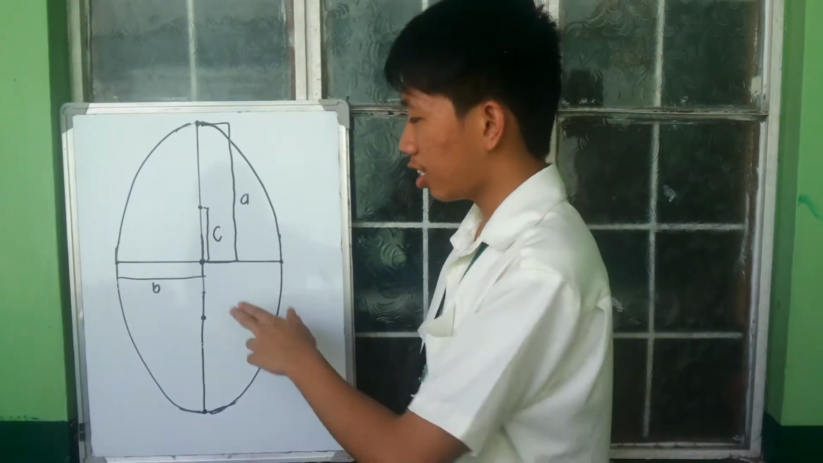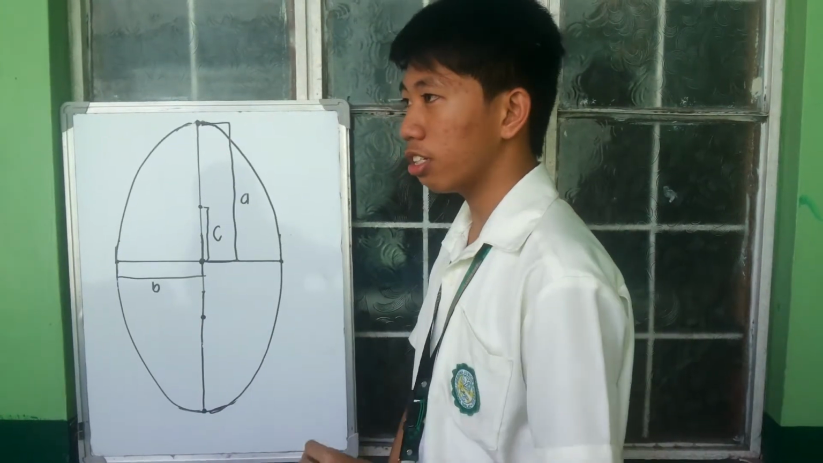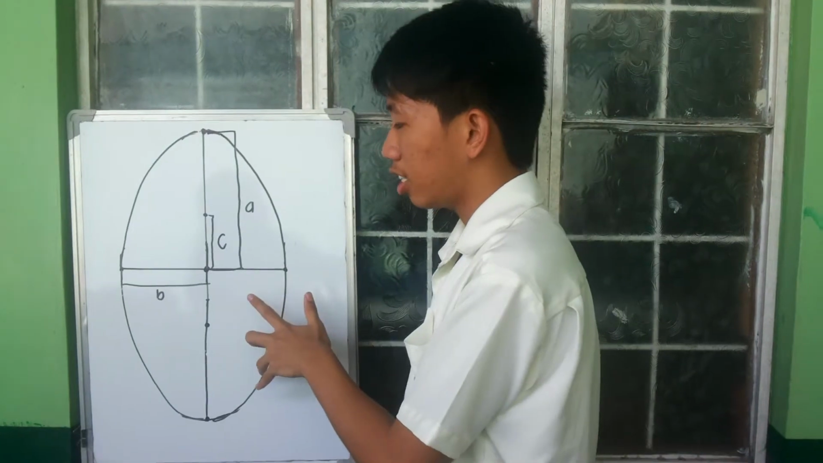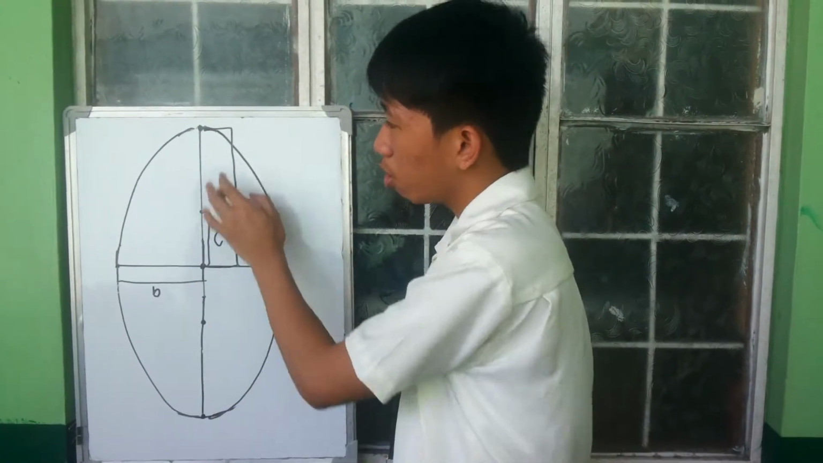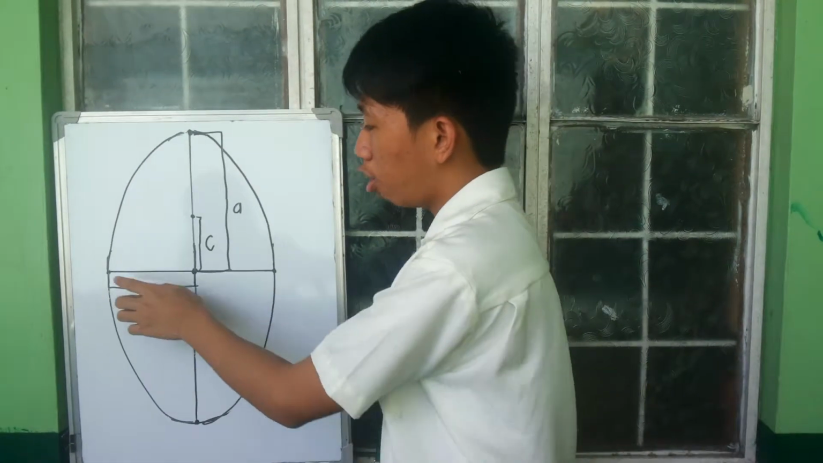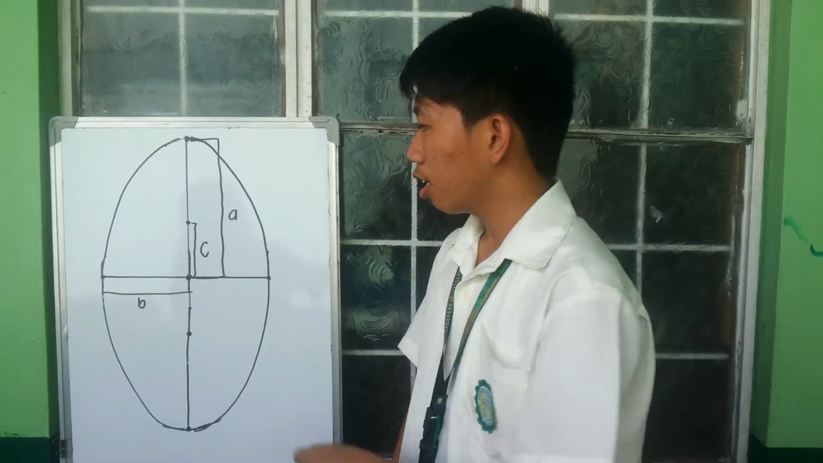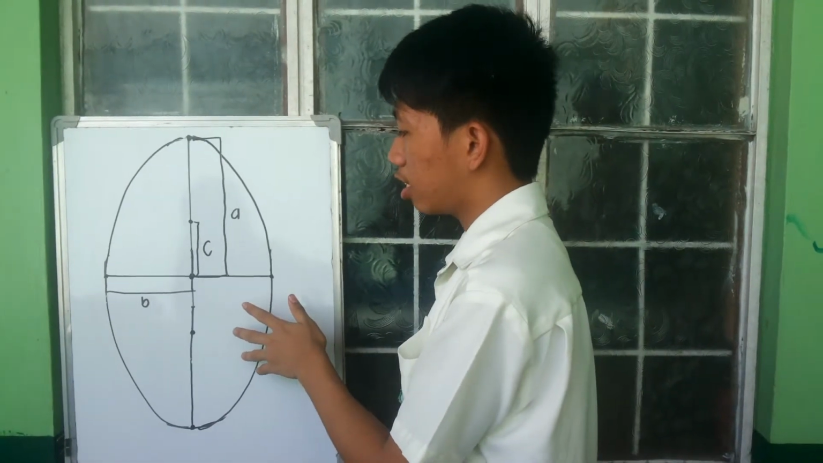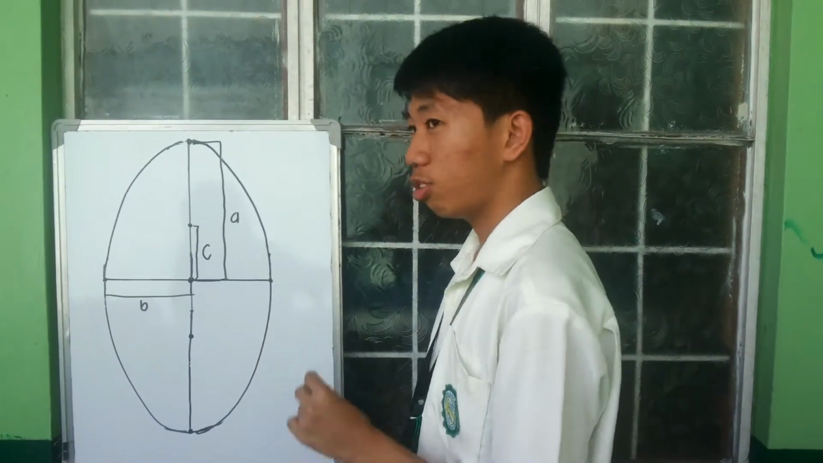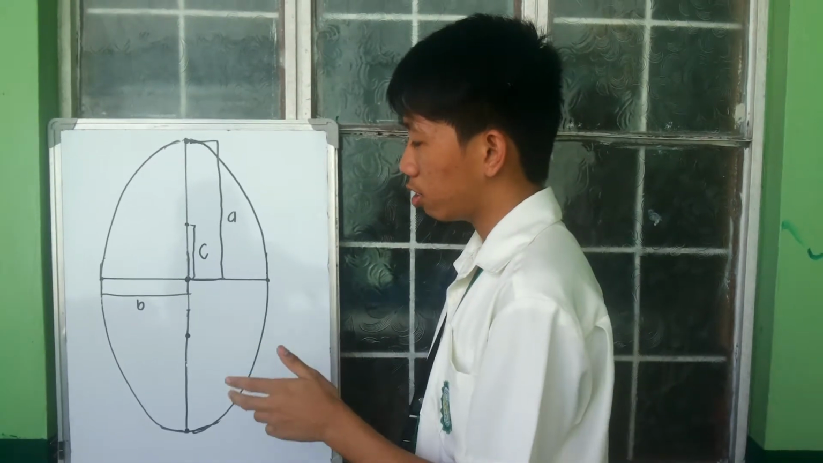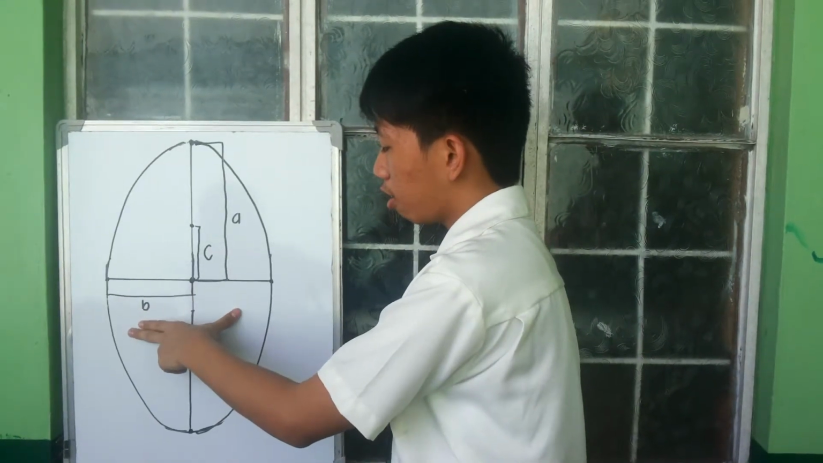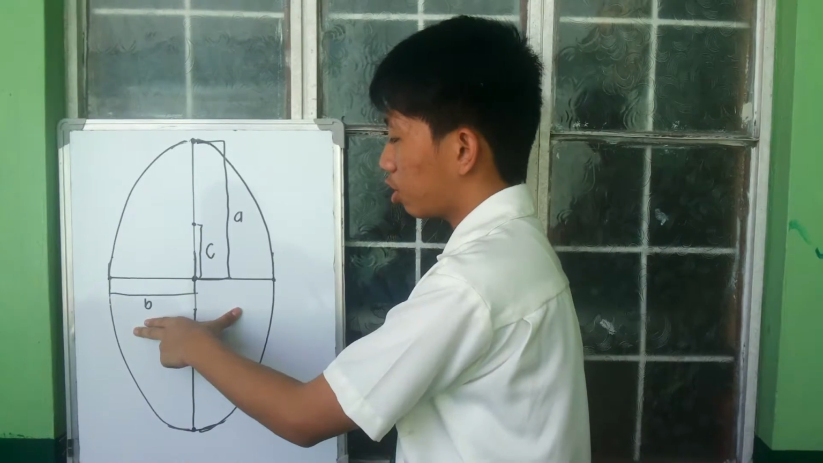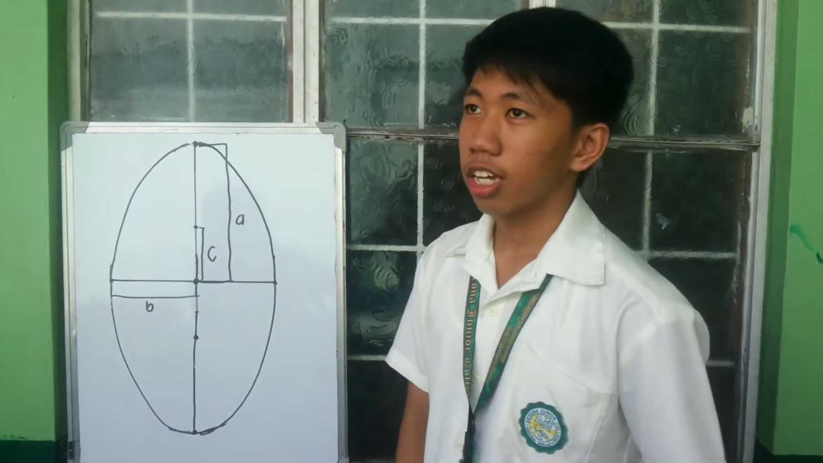First of all, the center. The center is the point wherein the minor axis and the major axis intersect. The major axis has two points which are called the vertices, and the minor axis also has two points which are called the co-vertices. The length of the major axis is measured by 2a, and the length of the minor axis is measured by 2b.